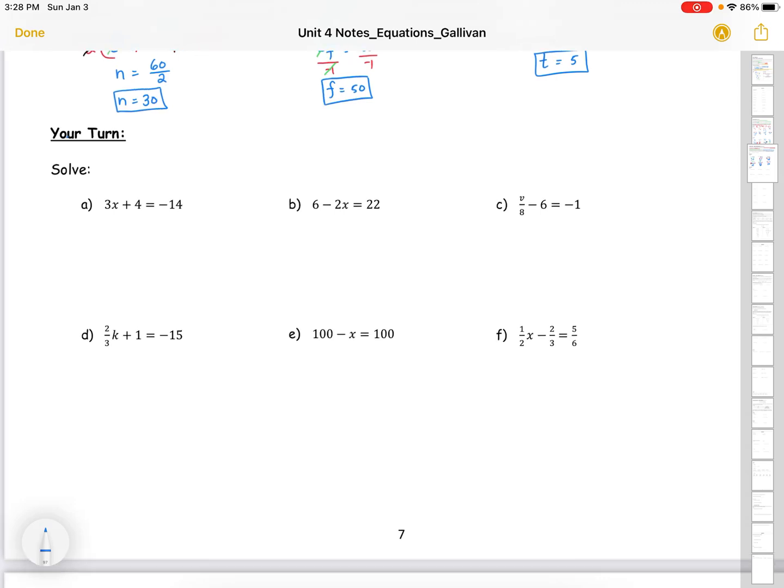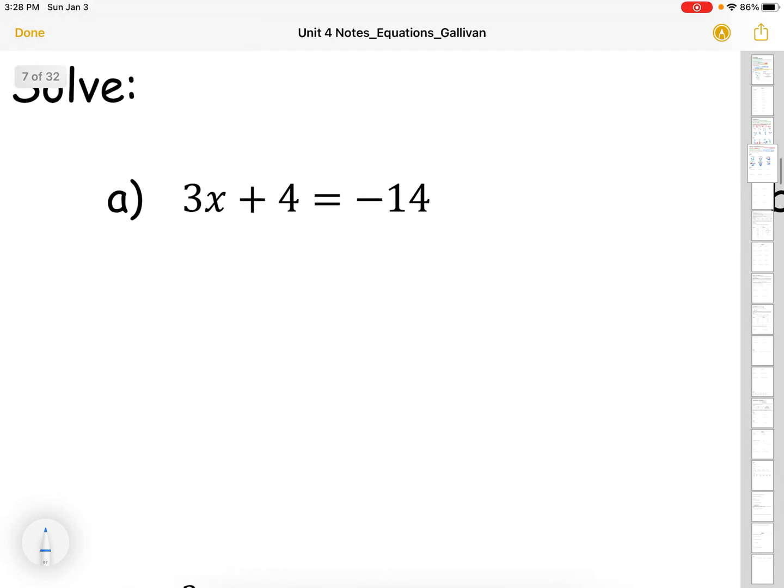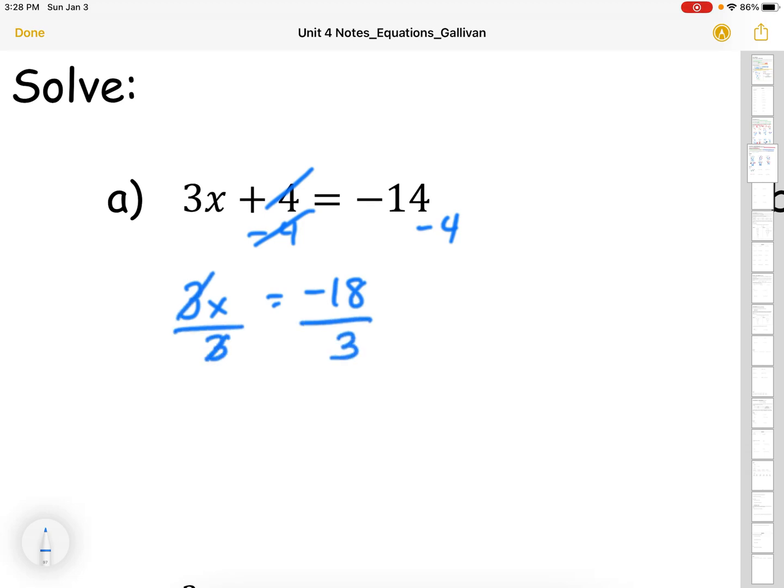So, you're back. Okay. So, we're going to solve here. Our first step is to subtract 4 from both sides. So I'll get 3x is equal to, those cancel out, negative 18. Divide both sides by 3. Those cancel out. Now we'll get negative 6.